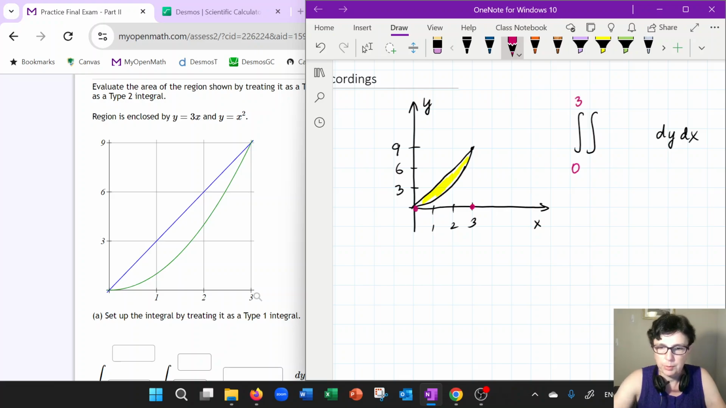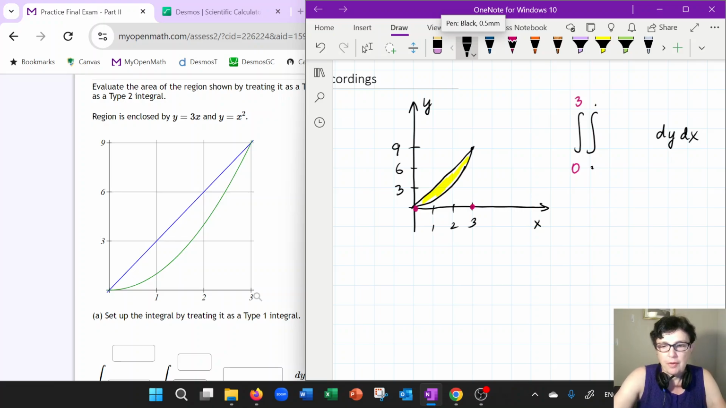These are always numbers. The inside limits are not going to be necessarily numbers because this is not a rectangle. So we must have some variable somewhere here. And which variable? Always the outside variable. So we're looking for some variable x in the limits.